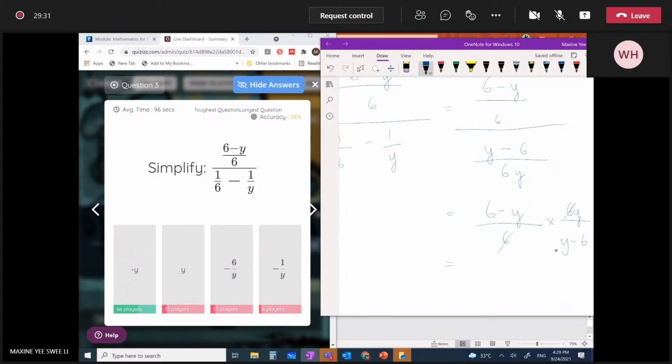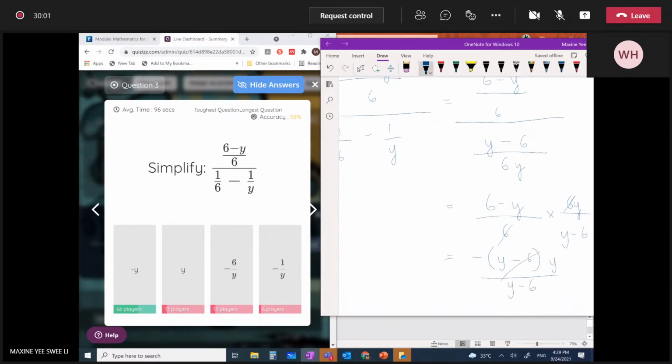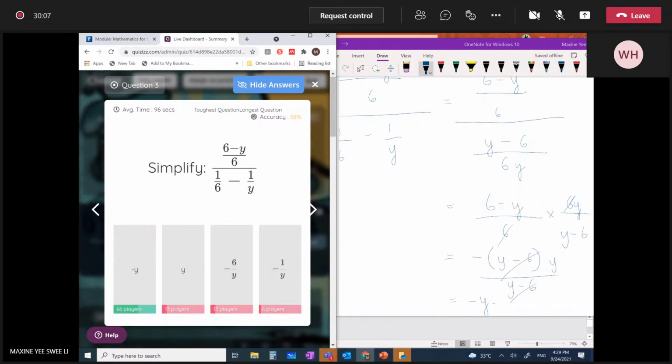Now notice that 6 minus y and y minus 6 are pretty similar. So you can convert 6 minus y into negative of y minus 6. Then if you have y here and y minus 6 at the bottom, you will be able to cancel off and you will get the answer, negative y. So the answer is negative y. Maybe some of you were confused.